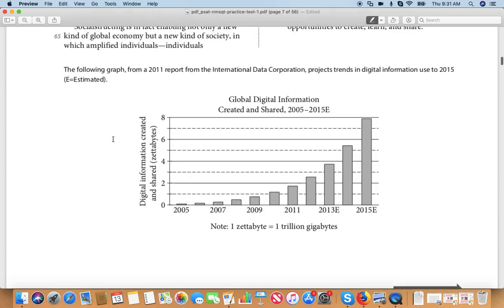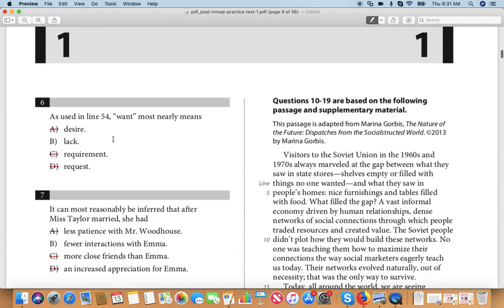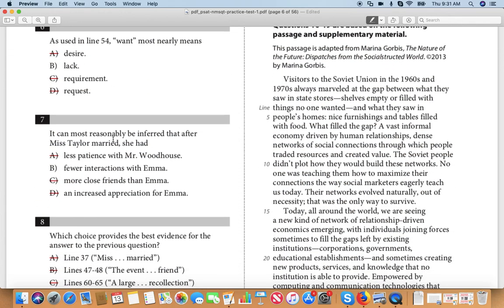All right, so answer choice D is claim. Try plugging in claim. The Soviet people didn't claim how they would build these networks. How's that?